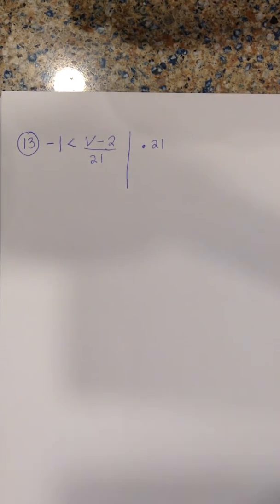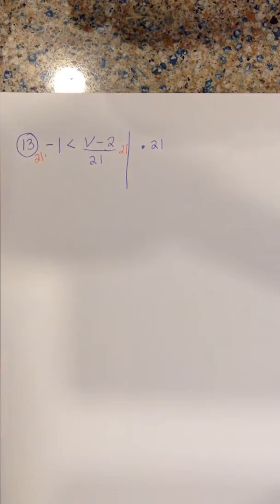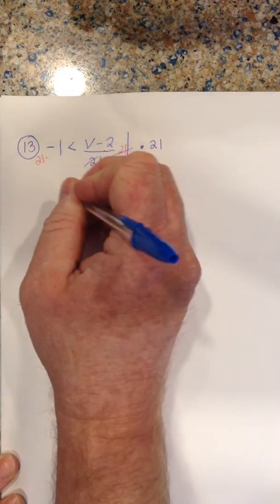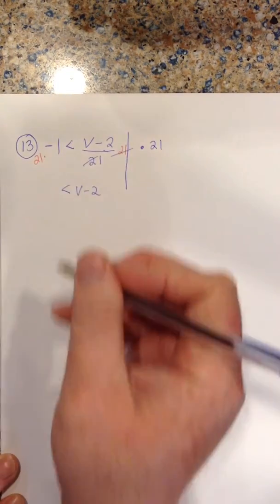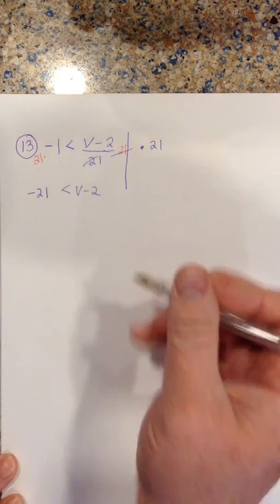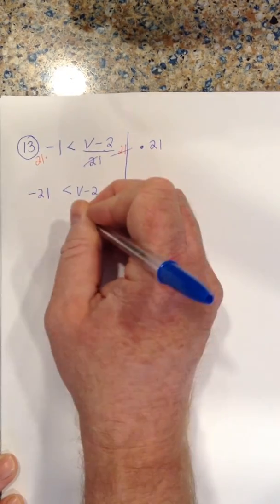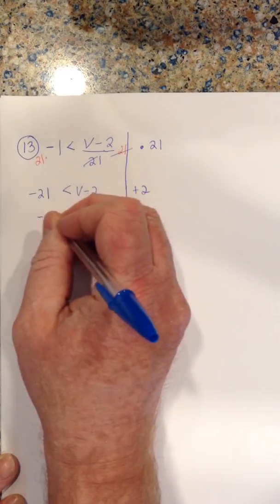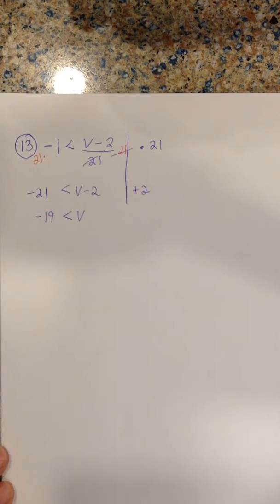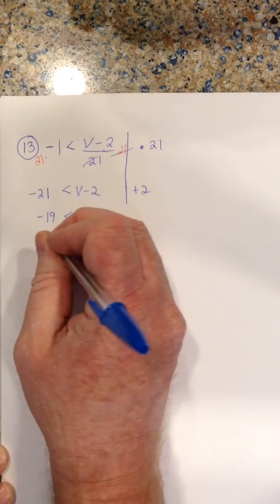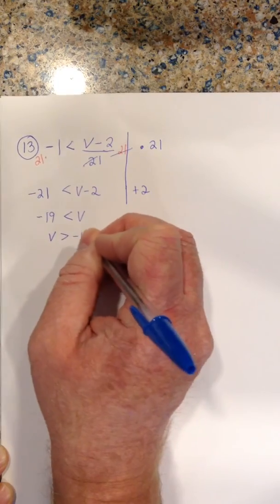So if I multiply by 21, I can show that in red. I'm going to times by 21 on that side and times by 21 on that side. So the 21s cancel. Then I get v minus 2 on that side and -21 on that side. Now I'm going to add 2. So we get v on that side and -19. So I have -19 is less than v, or v is greater than -19.